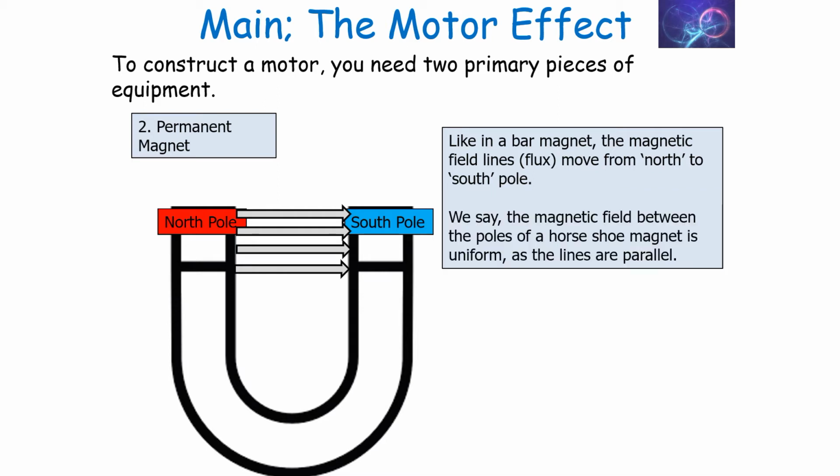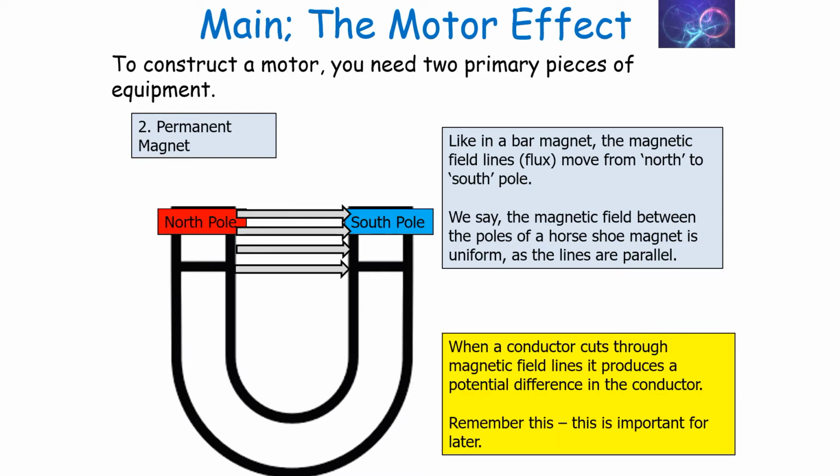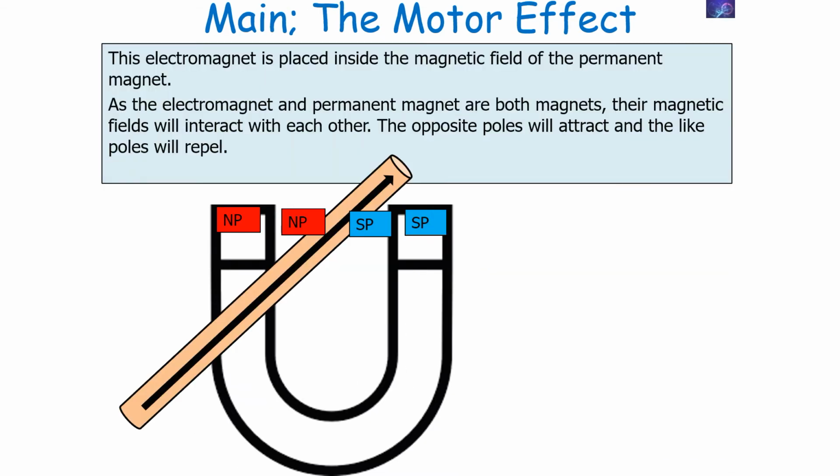Now we say in this situation the magnetic field between the poles of the horseshoe magnet is uniform because the lines are parallel. Now it's important to know that when a conductor cuts through a magnetic field line, it produces a potential difference in the conductor. But that's not what we're going to look at in today's lesson.